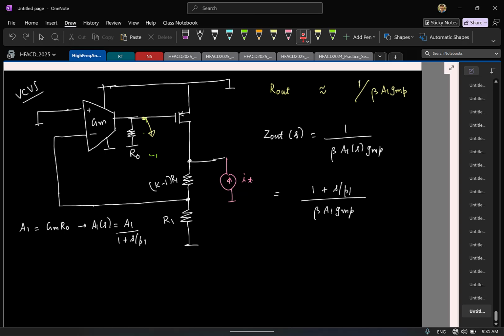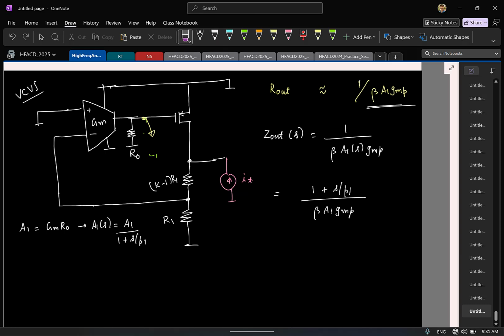Because the goal of the feedback loop is to keep this output equal to a constant. So any small signal change should be completely suppressed. And if there is no cap, let's say you inject a current, the change is instantaneously fed back. The gate voltage will increase or decrease to keep this voltage constant. So that's why at DC, if you calculate the output impedance, this is very small.